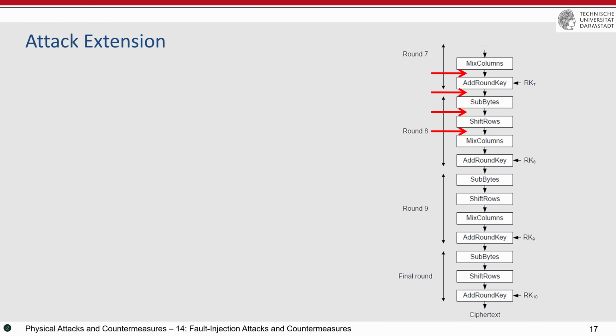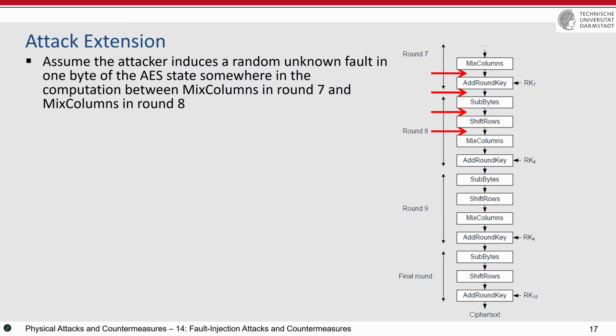Now, the attack actually can be extended. Assume the attacker induces a random unknown fault in 1 byte of the AES state, somewhere in the computation between the mixed column in round 7 and mixed column in round 8. It means that here it doesn't matter at all. You just inject a fault and you don't know where, but you know that its effect is limited to 1 byte. And then what happens?